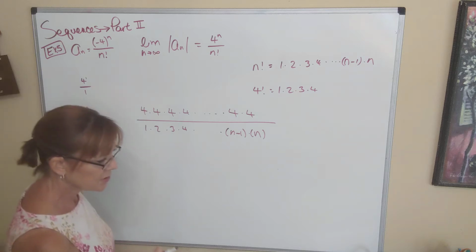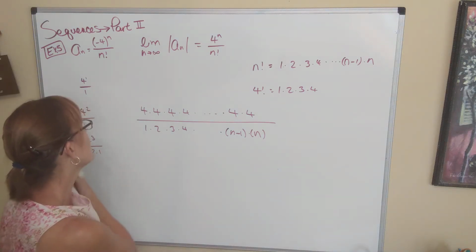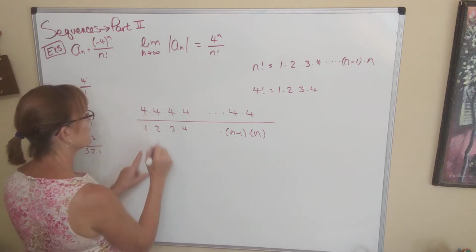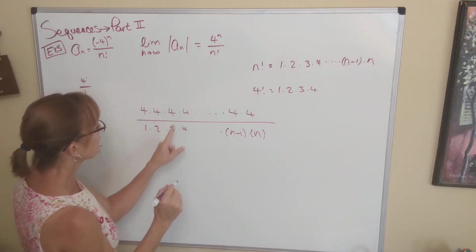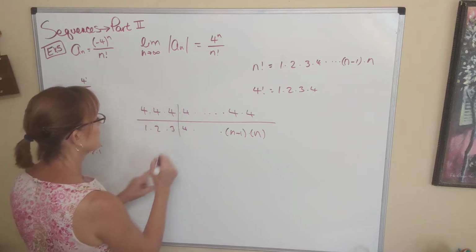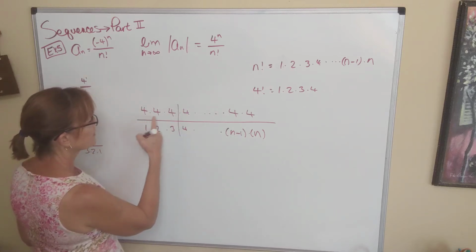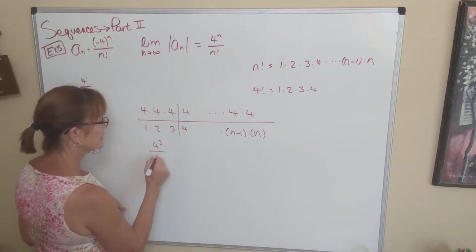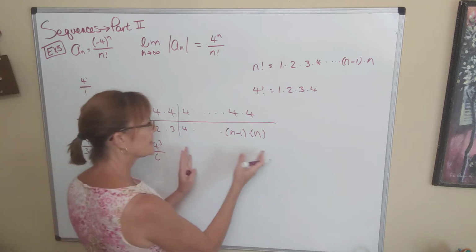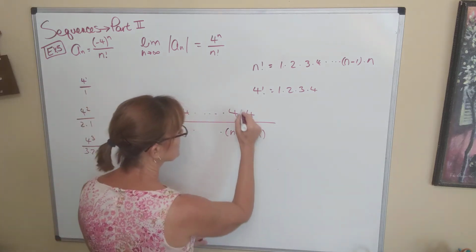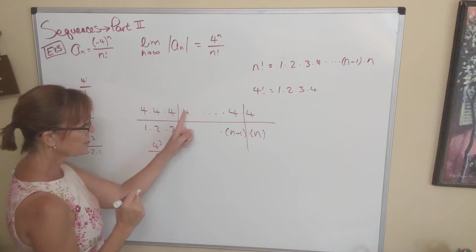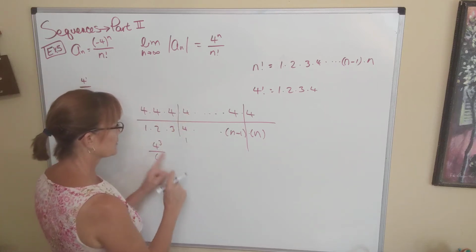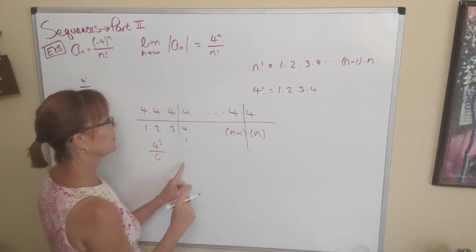So let's just consider what's going on here. Right here we have 4 over 1, 4 over 2, 4 over 3. So we have 4 times 4 times 4, which is 4 cubed, over 1 times 2 times 3, which is 6. And then we have this middle part here. Let's look at what's happening in this middle part. Well, we have 4 over 4, which is a 1. So these are being multiplied, and times 1 wouldn't change that value.